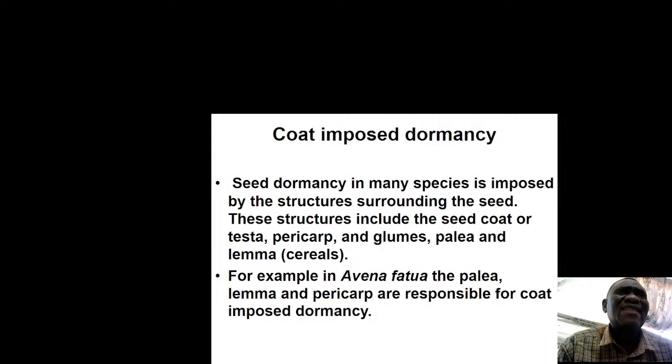and we had just started talking about coat imposed dormancy. This is the failure to germinate of seeds due to the restrictions of the seed coat, which we may call testa, pericarp, glumes, palea, lemma in cereals. For example, in Avena fatua, the seed coat or pericarp is responsible for coat imposed dormancy.